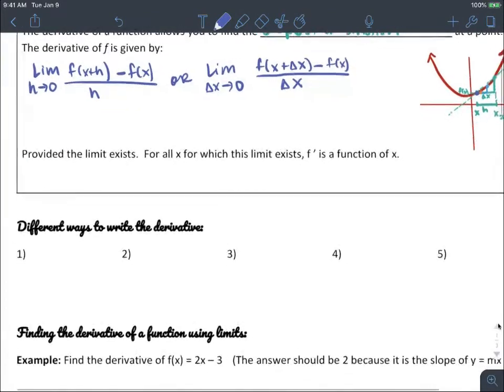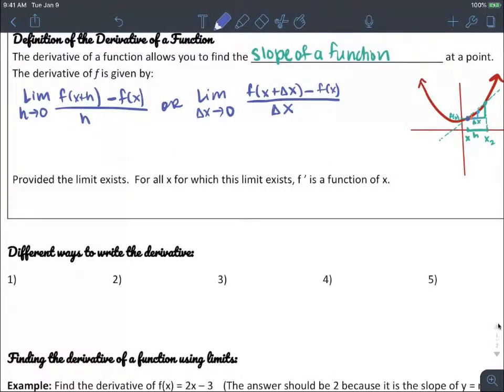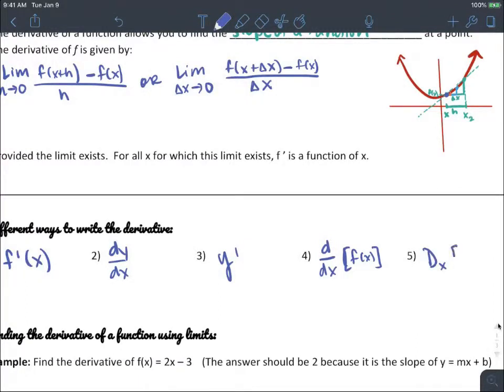Now I'm going to tell you some different ways we can denote that we are writing a derivative. A derivative is written like this: f prime of x, the derivative of f. We can also write it dy dx. We sometimes write it y prime. We can write it d dx of f of x, the derivative of f of x. And sometimes we even write it like this: d dx of y. This one's really not that common. Number five is not that common. The rest of them we'll see quite a bit.